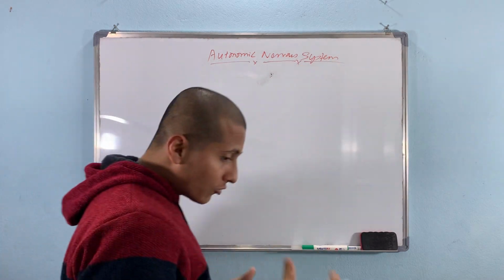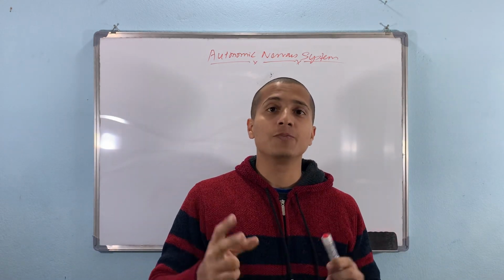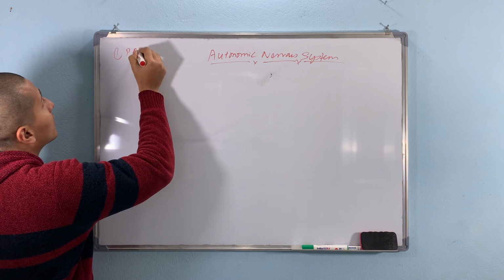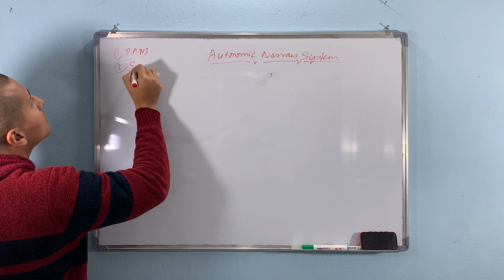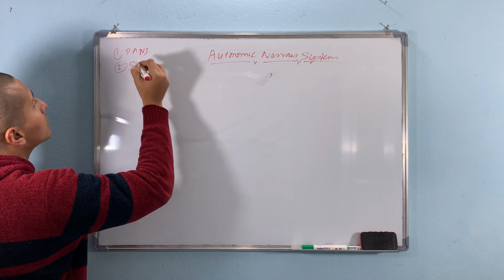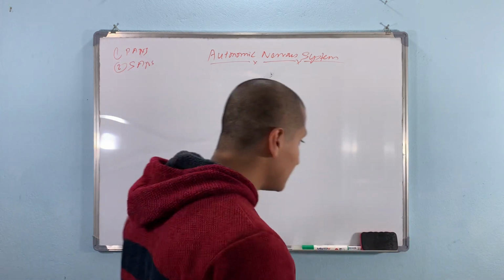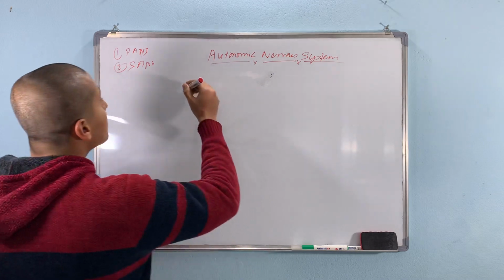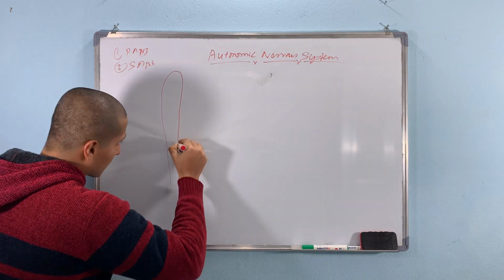In the autonomic nervous system, the whole system is divided into two basic categories. The first one is the parasympathetic autonomic nervous system, and the second one is the sympathetic autonomic nervous system, right? Now let's draw some kind of matchstick figure of this system. Suppose this is your spinal cord, right?